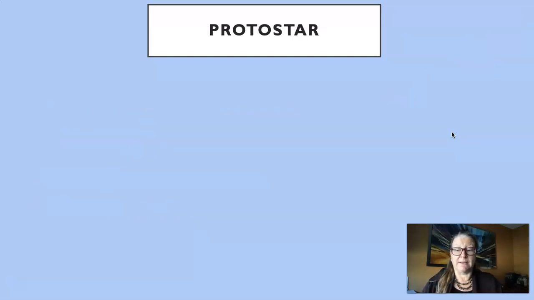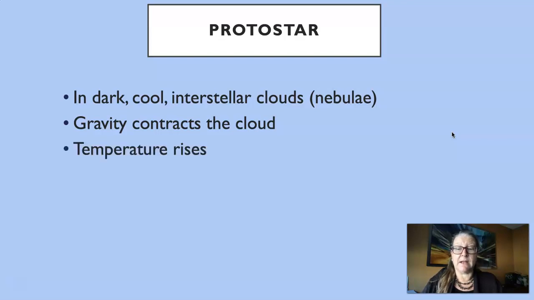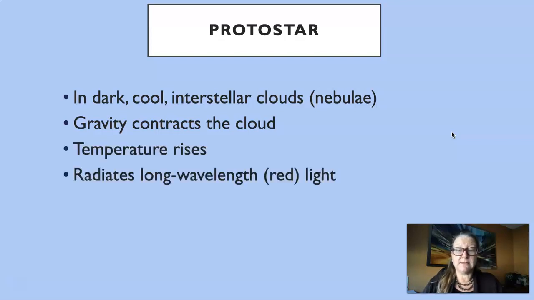Let's start before that at the protostar stage. A protostar begins in a nebula, and we've talked before about how stars and star systems begin in nebula. Gravity contracts the cloud in the nebula, dust and gas comes together, the temperature rises, and eventually it starts to radiate long wavelength light, which is red. And then it becomes a protostar.